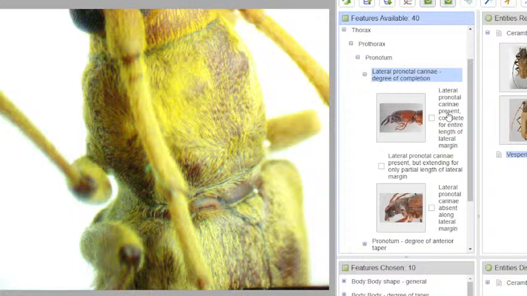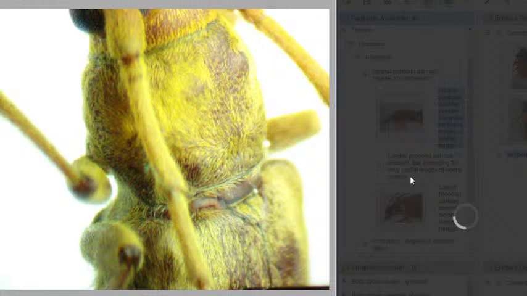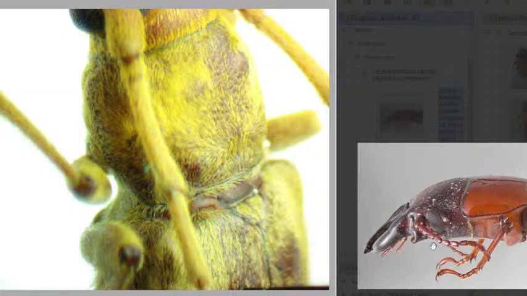Lateral means on the side, pronotal means on the pronotum, and carinae means like a suture or a connection in the exoskeleton that makes a dark line. So if we look at this picture, we're going to blow it up really fast so that you guys can see. This line right here is what they're talking about. It's whether or not the pronotum has a crease, I guess, right here.